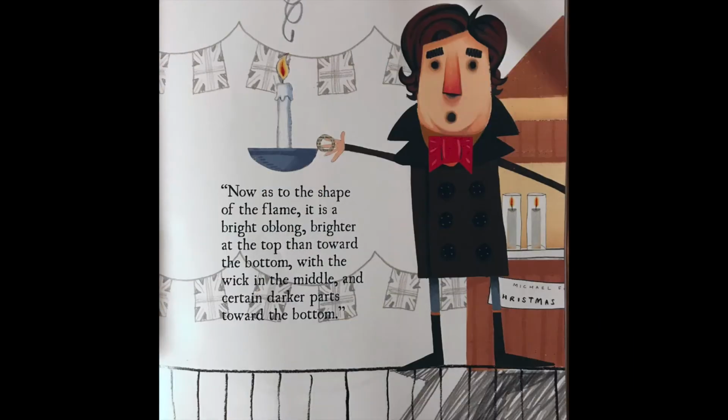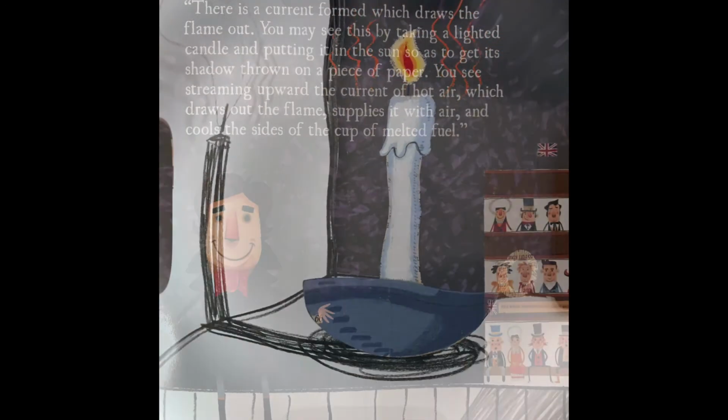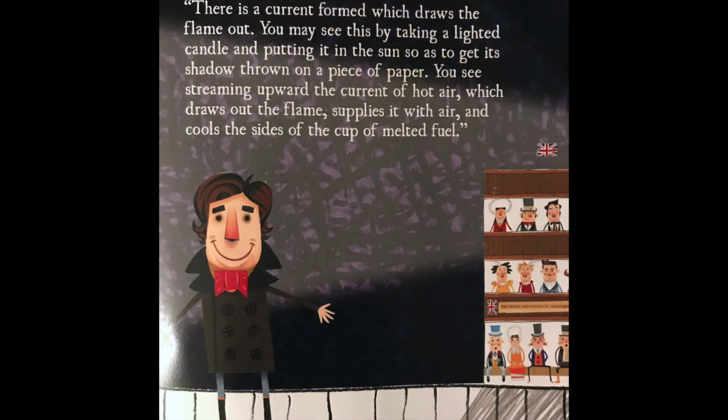Now, as to the shape of the flame. It is a bright oblong, brighter at the top than toward the bottom, with the wick in the middle and certain darker parts toward the bottom. There is a current formed which draws the flame out. You may see this by taking a lighted candle and putting it in the sun so as to get its shadow thrown on a piece of paper. You see streaming upward the current of hot air, which draws out the flame, supplies it with air, and cools the sides of the cup of melted fuel.